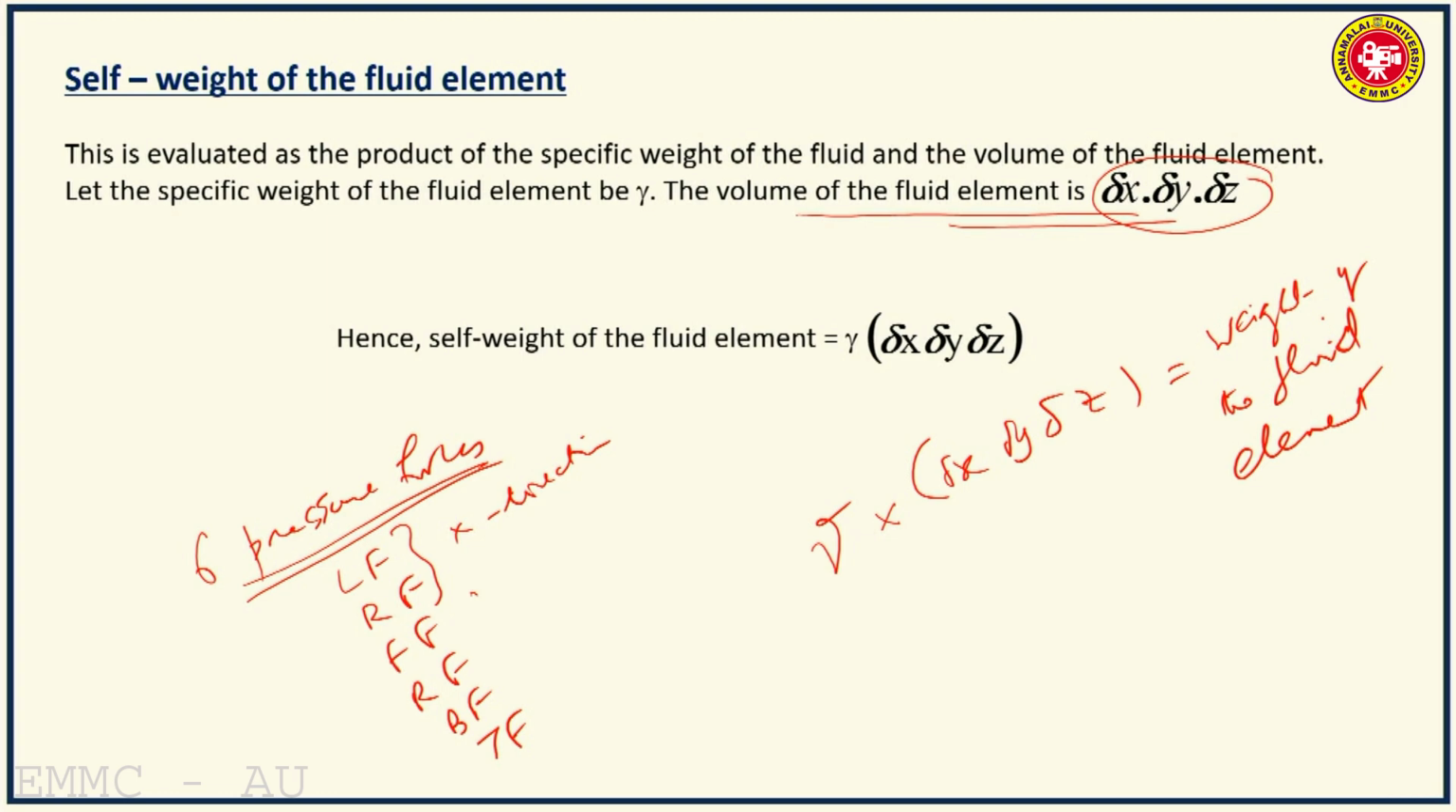Weight is a force quantity, which means it has units of Newton. The specific weight has units of Newton per meter cube, and volume has units of meter cube. So meter cube and meter cube get cancelled, and you get the force, that is the weight of the fluid element, in Newton. So the self weight of the fluid element is gamma multiplied by delta X, delta Y, delta Z.